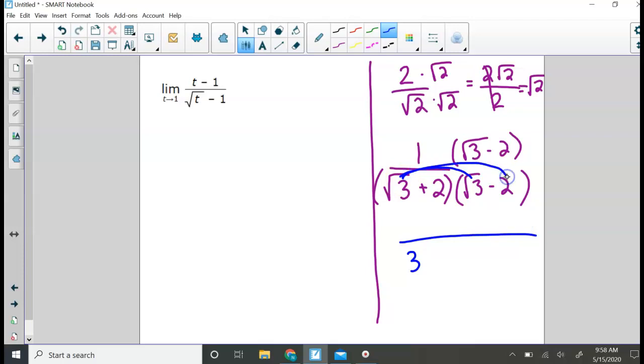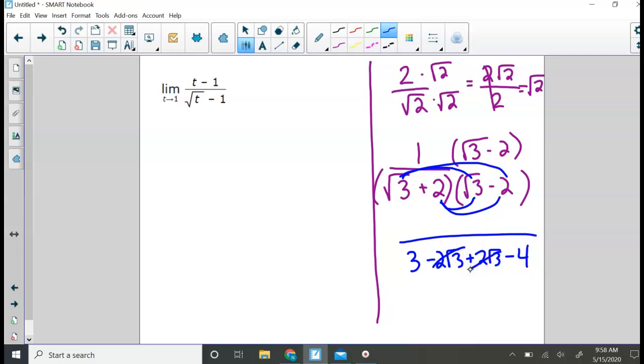Square root of 3 times negative 2 would be negative 2 square root of 3. But positive 2 times the square root of 3 is positive 2 square root of 3. And then this last part right here would be a minus 4. So these two middle terms right here cancel. It's a difference of squares.